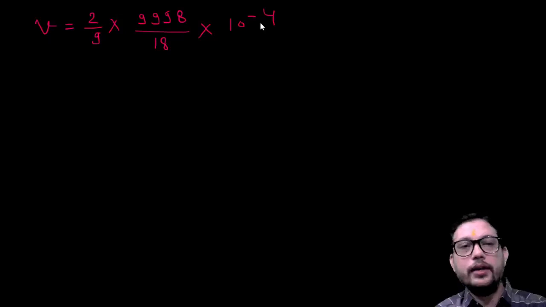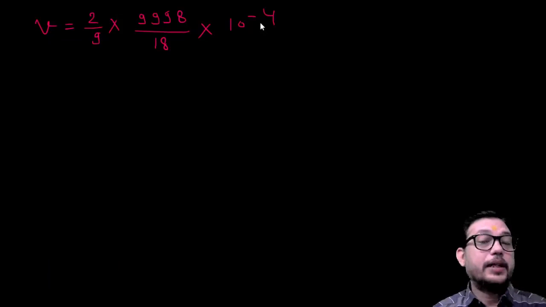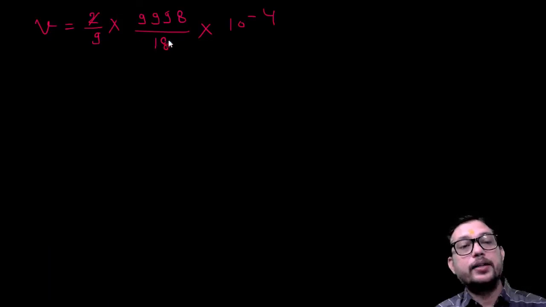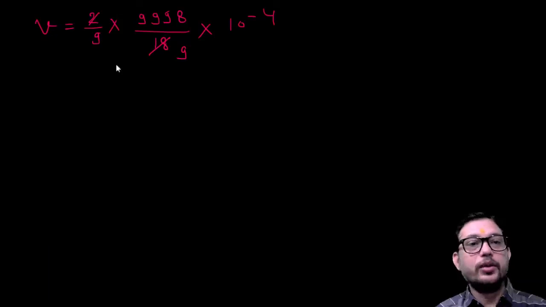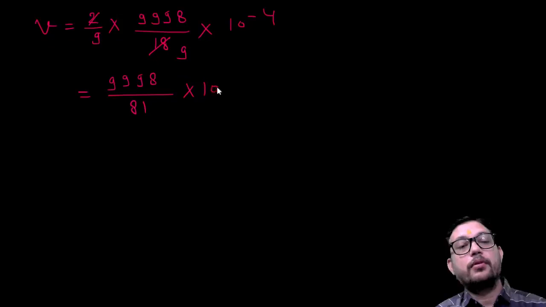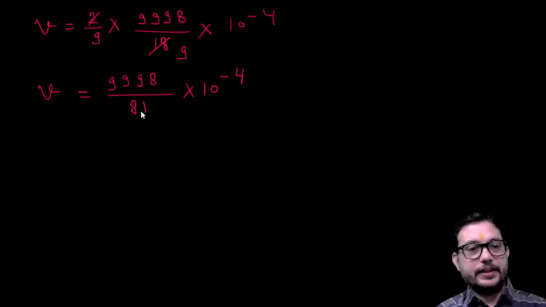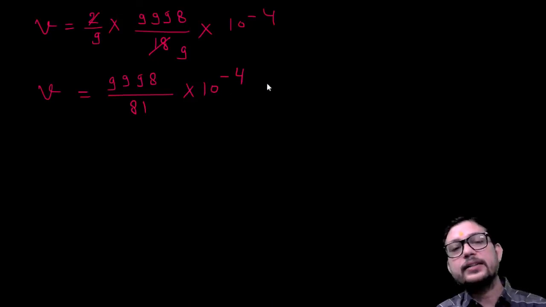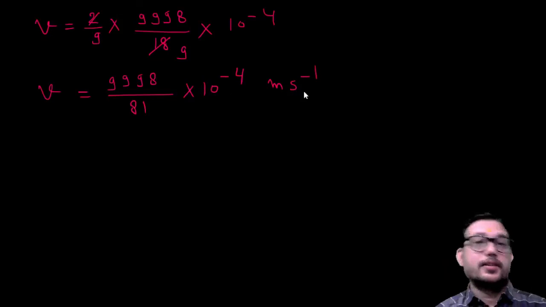Now what we have to do, we have to multiply and divide whatever is possible here. As you can see, 2 1 ja 2 and 2 9 ja 18. Okay, and you can easily see that it can be written as 998 over 81 into 10 to the power minus 4, that will be v. After that you can easily divide this and you will get your final answer, and the final answer that we get will be in meter per second.